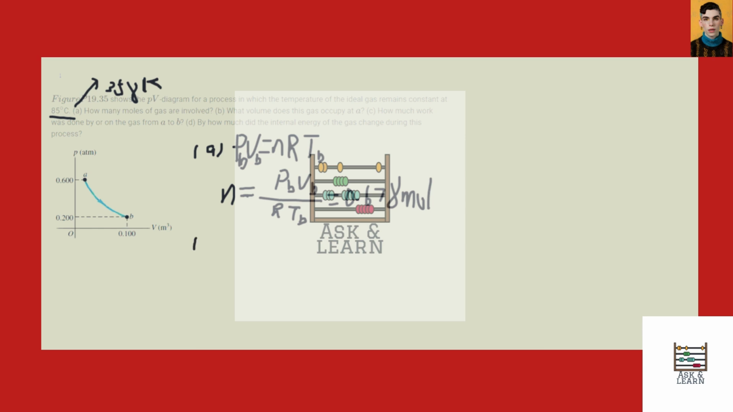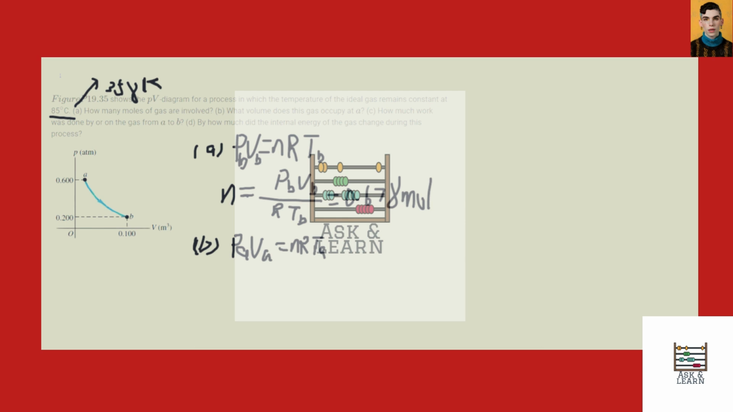And part B, we want to find the volume at state A. So we simply need to utilize this relation again: PA times VA equals nR TA, right?